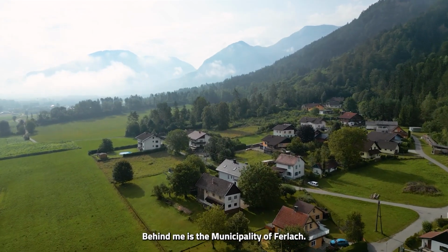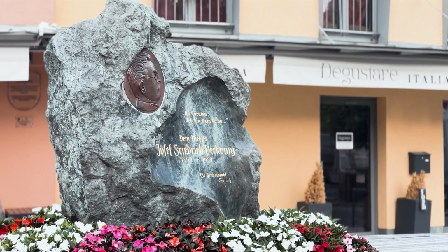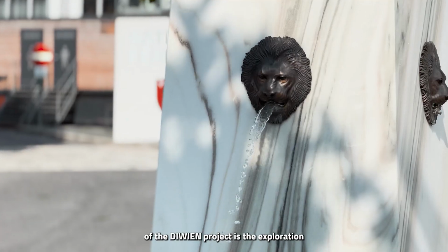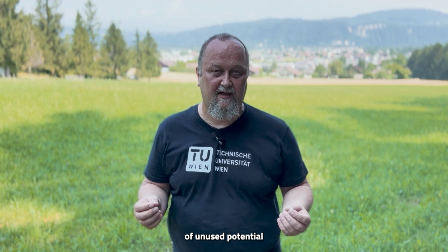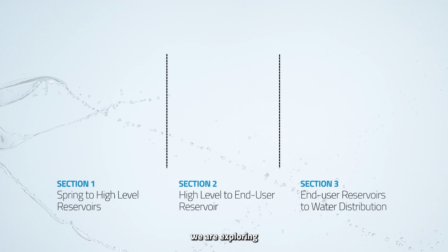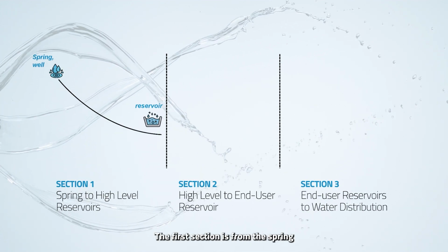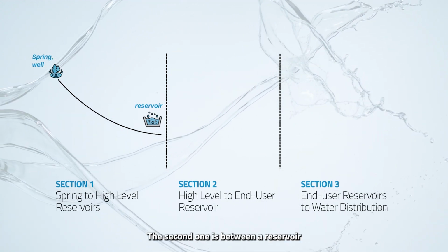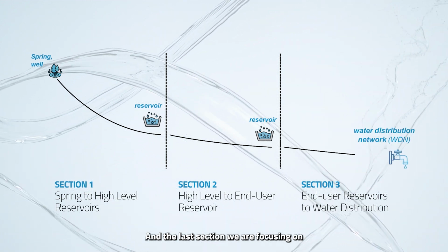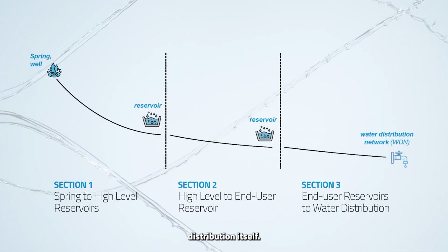Behind me is the municipality of Verlach. One of the objectives of the DIWIEN project is the exploration of unused potential in the water supply network of a municipality. Within the project, we are exploring different sections of this water supply network. The first section is from the spring to a reservoir. The second one is between a reservoir and the second reservoir. And the last section we are focusing on is the mesh, the piping mesh of the water distribution itself.